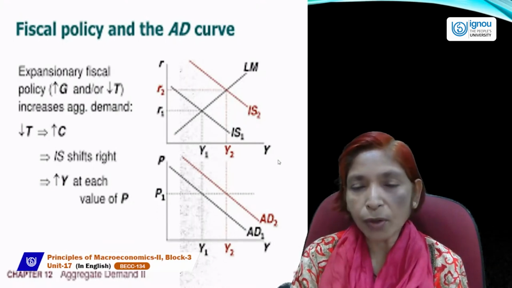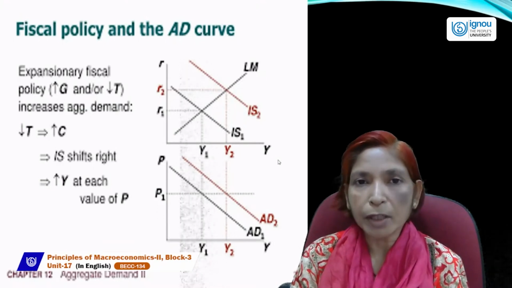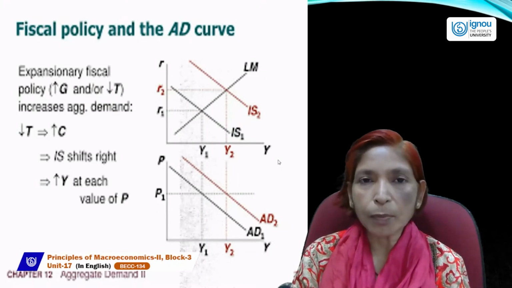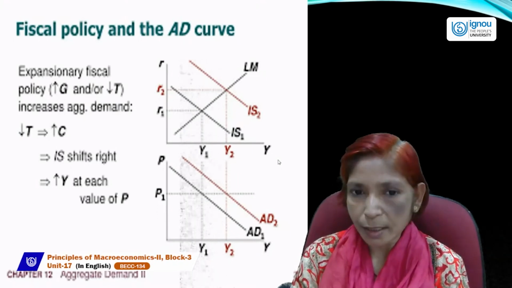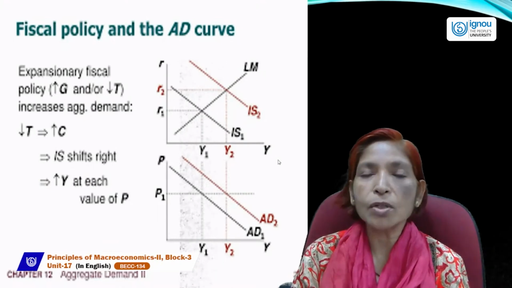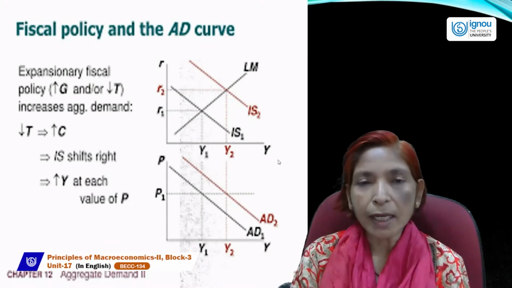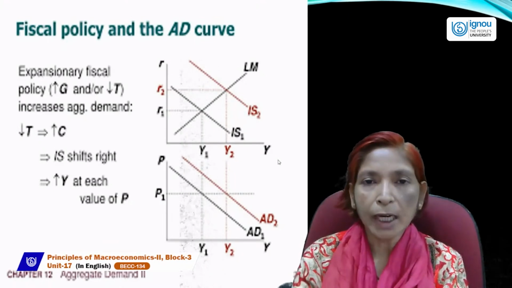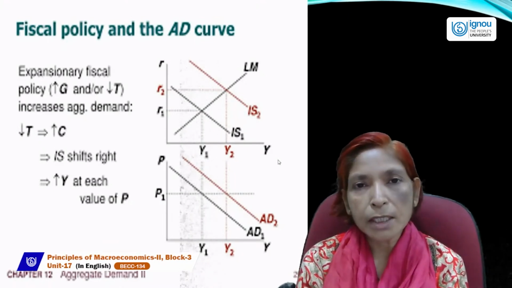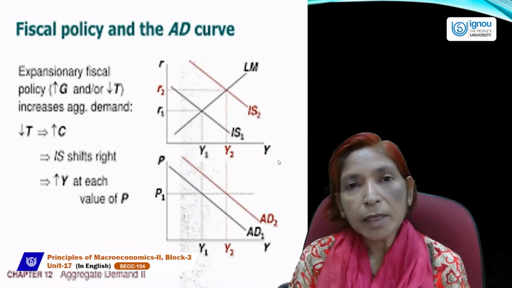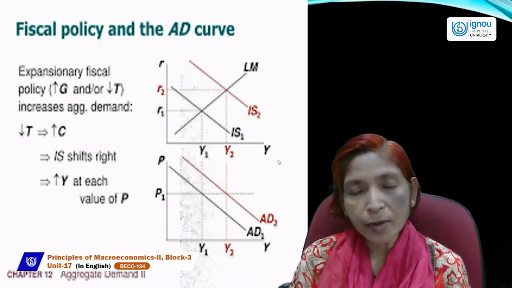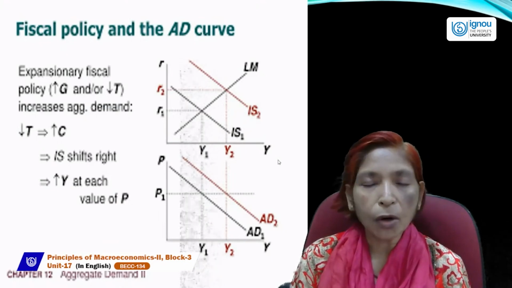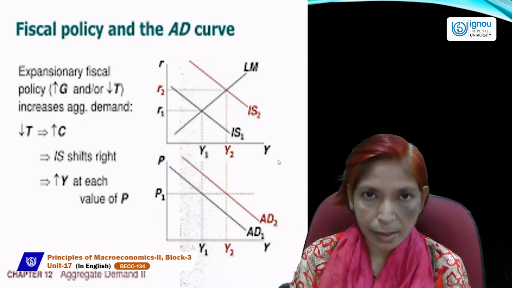That's why we shift only the IS curve, not the LM curve. Because the IS curve shifts due to change in fiscal policy, not monetary policy. IS is related with the goods market. That's why IS shifts only due to change in fiscal policy. And LM shows money market equilibrium, and LM is related with the money market. That's why LM will shift only due to change in monetary policy, not due to change in fiscal policy.